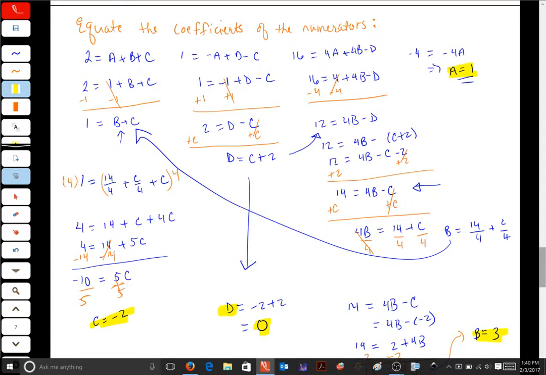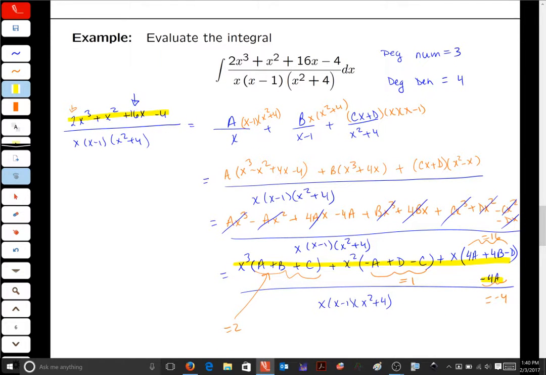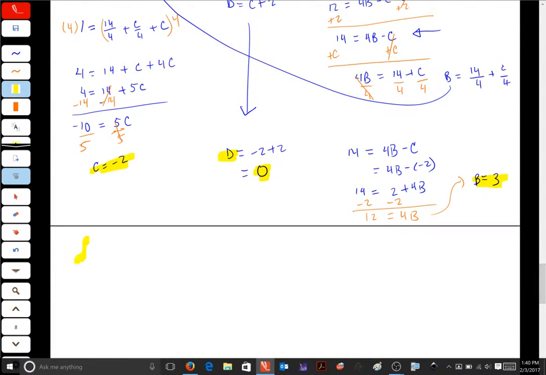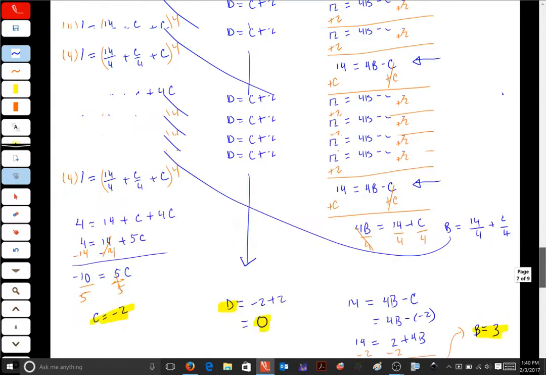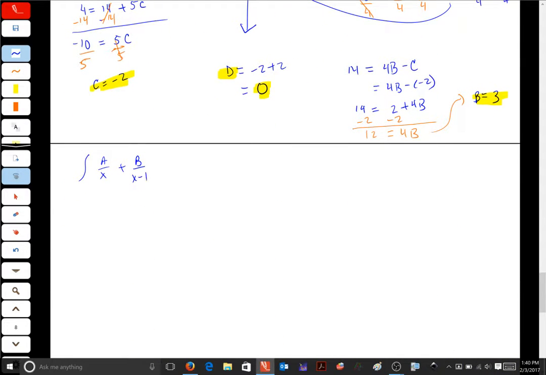So that means that we can integrate it now. Oh, gosh, I forgot about this. We have to integrate it yet. So it's a over x plus b over x minus 1 plus cx plus d over x squared plus 4, I believe.